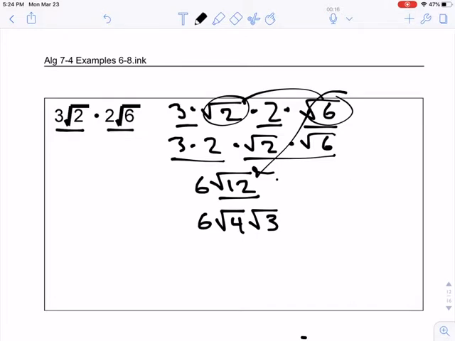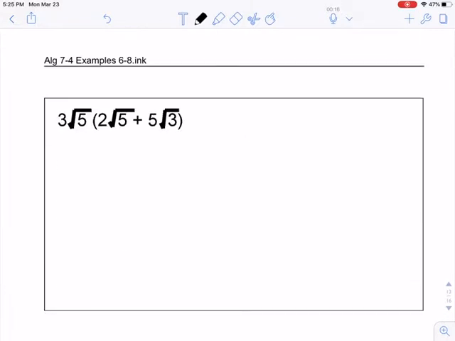All right, so we have 6 times the square root of 4. Well, the square root of 4 is 2. So you have 6 times 2 times the square root of 3, which gives you 12 times the square root of 3. All right, let's take a look at another example here.